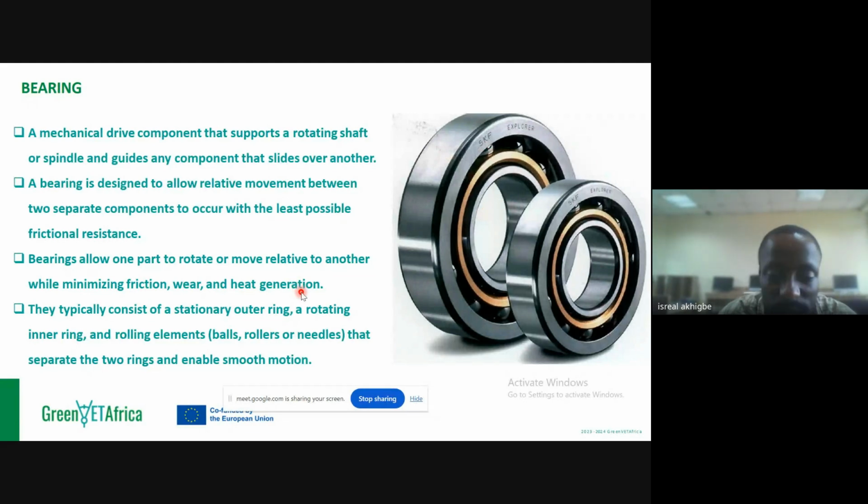They typically consist of a stationary outer ring, a rotating inner ring, just like I said, and a rolling element. In this case, the rolling element inside here is called a ball. That's how those people call it Boris. Sometimes it's not the ball, it's a cylindrical element. In the case where it's not ball, it will be rollers. In the case where it's not roller, it will be needle-like small diameter rollers placed inside that separate the two rings and enable smooth motion.